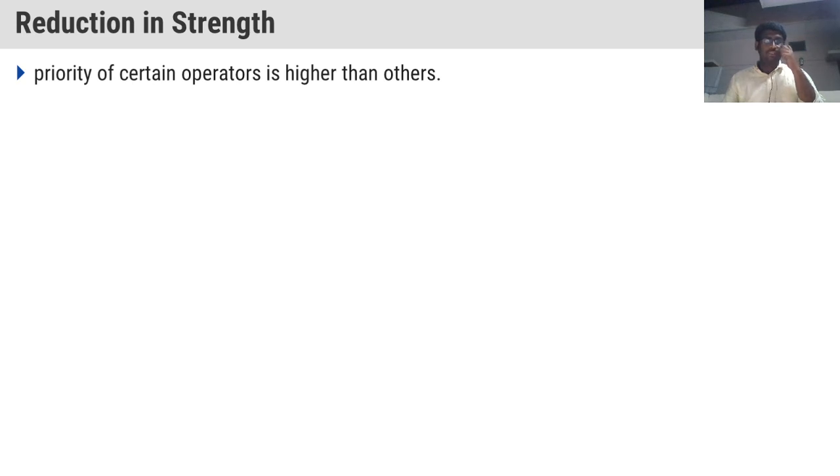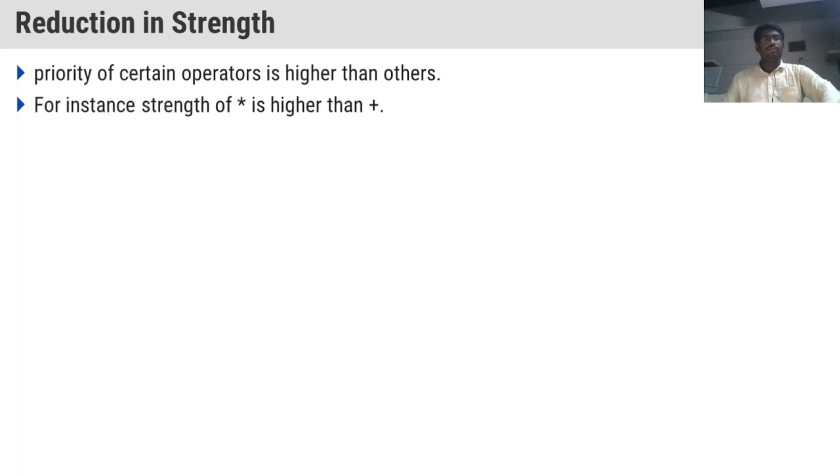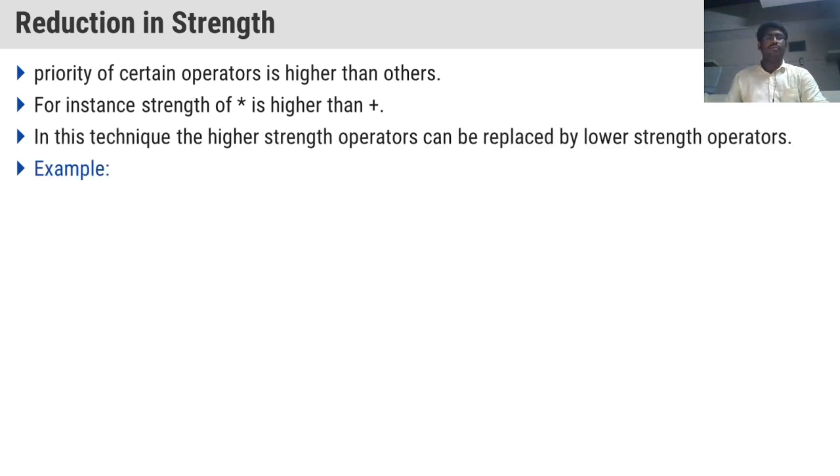So the priority of certain operators is higher than others, right? So what are the operators here? In the example we have taken, star has higher precedence than the plus operator. That's why we are going to replace higher strength operators with lower strength operators. What example have we taken?